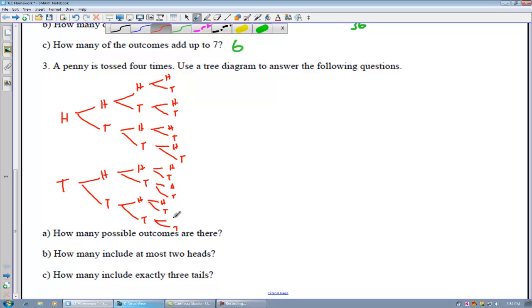Okay, and what we want to do next is write down the possibilities for each of these. You just go through the different branches. So you start here and you have heads, heads, heads, heads. Or heads, heads, heads, tails. Or heads, heads, tails, heads. So you just keep going through this. Heads, heads, tails, heads. Or heads, heads, tails, tails.